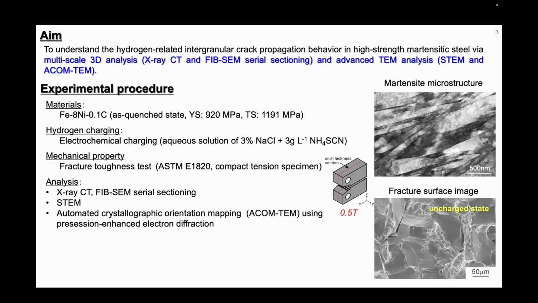And these are the experimental procedures. We use the model steel, 8 nickel, 0.1 carbon, as-quenched martensitic steel. As shown in this SEM image, this steel exhibits intergranular fracture even in the uncharged state. So by using this steel, we can study the effect of hydrogen on intergranular fracture behavior directly.